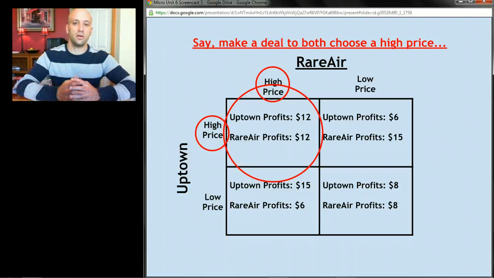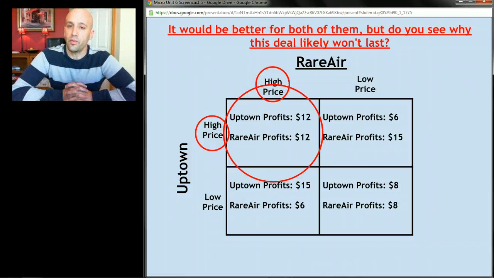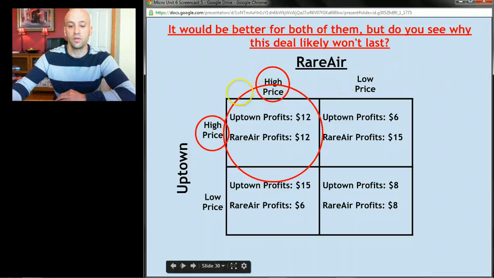So let's say they make that deal. You pick a high price, I pick a high price, we'll both make more money. Sounds good, right? It'd be better for both of them, but do you see why this deal likely isn't going to last? Let's say you're uptown, and Rare Air has just pinky sweared with you that they're going to pick a high price. So you know you're going to be in one of these two boxes. There's always a bastard in game theory situations, or almost always a bastard. And in this case, they would probably both wind up being bastards. Because if they both now have this promise that the other person's going to pick a high price, both of them are going to have an incentive to cheat on this deal.